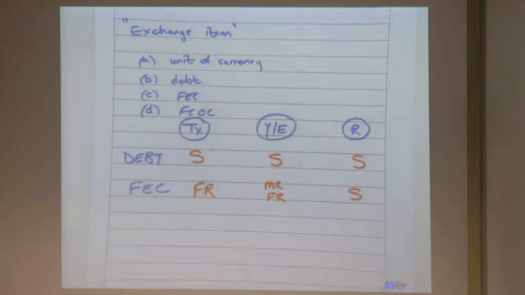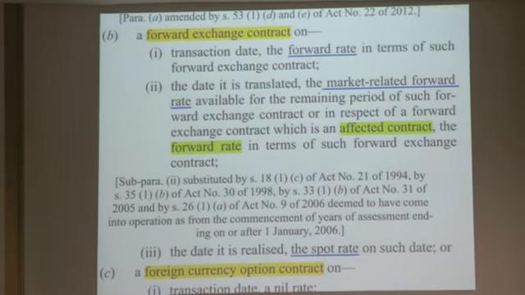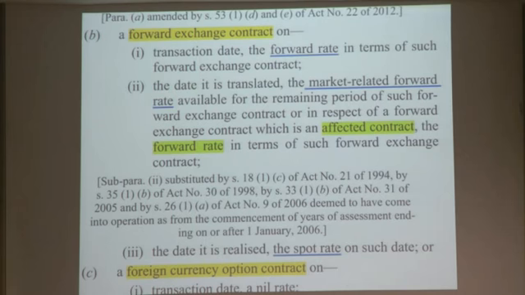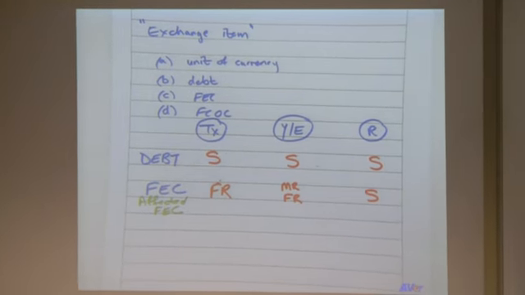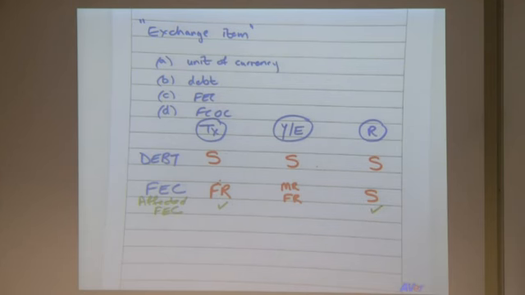Okay with that. Now let's do the green part, the affected contract. So for the date that it is translated, the normal rule is you use the market-related forward rate. But then in respect of a forward exchange contract, which is an affected contract, we're going to use the forward rate. An affected contract is only determined at year end, so this one will stay the same and that one will stay the same, but if it's an affected contract, I'm going to use the forward rate at year end.